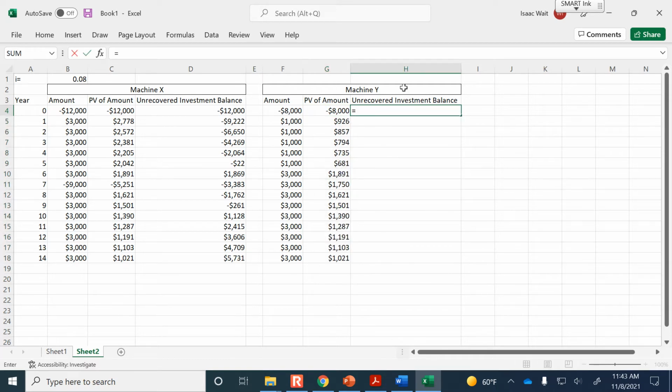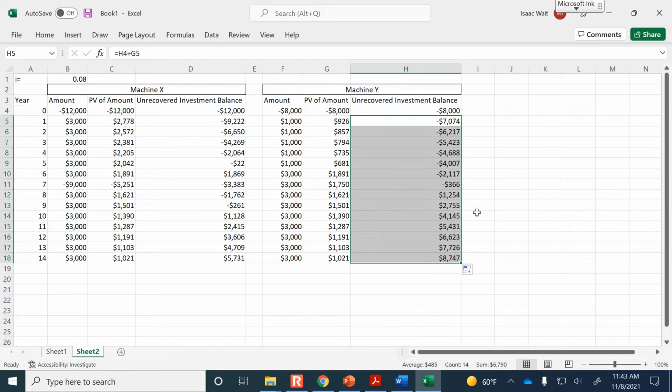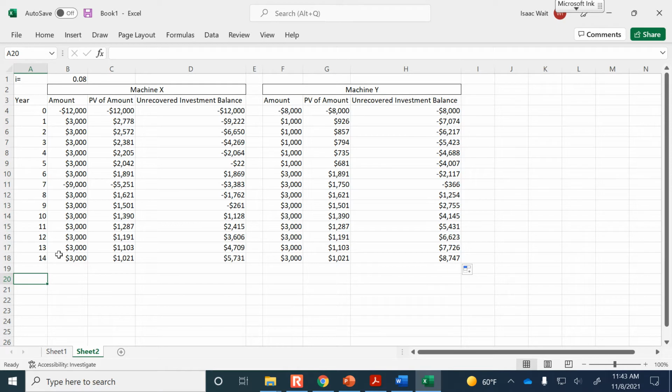Unrecovered investment balance is for the first year just that amount, and then for each subsequent year it's the cell above plus the new revenue that's coming in this year. So when do we finally pay off machine Y? It gets paid off after 8 years. And so here I'm going to put a conclusion.